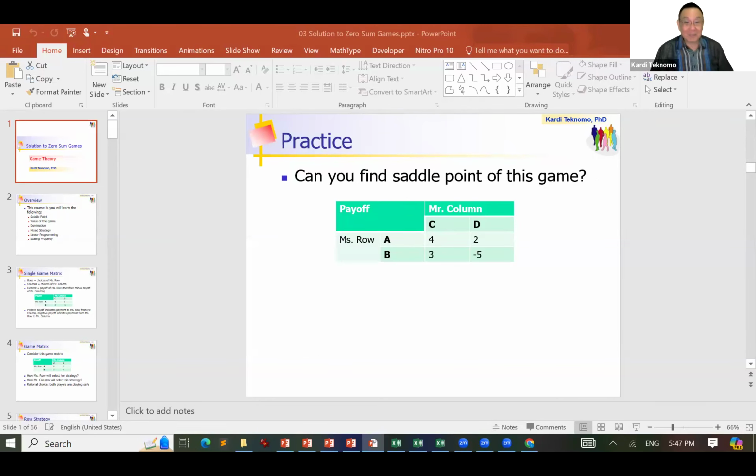Okay. Practice. Yeah? So, can you find the saddle point of this game?